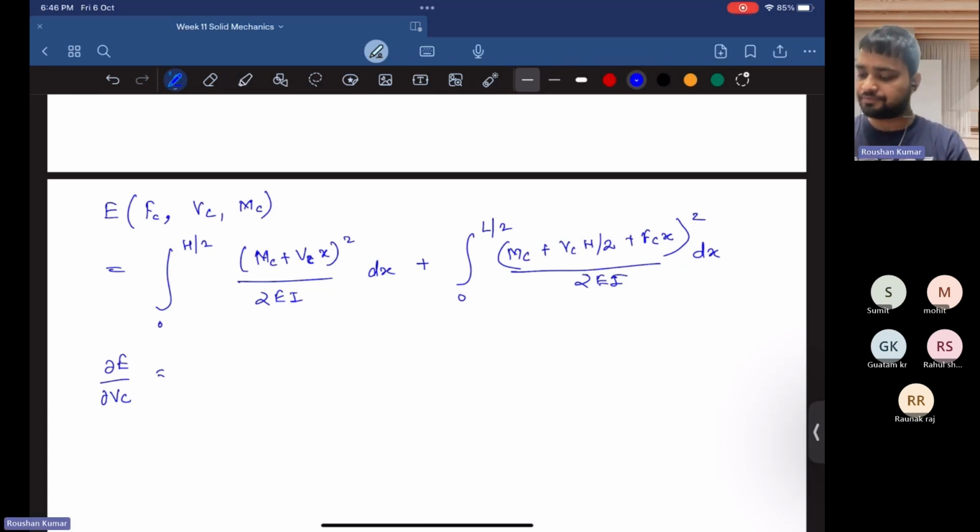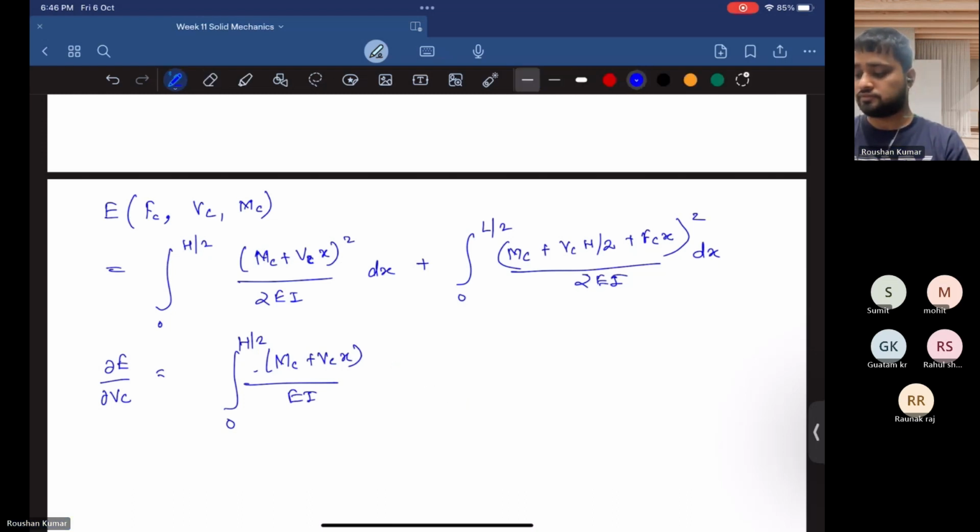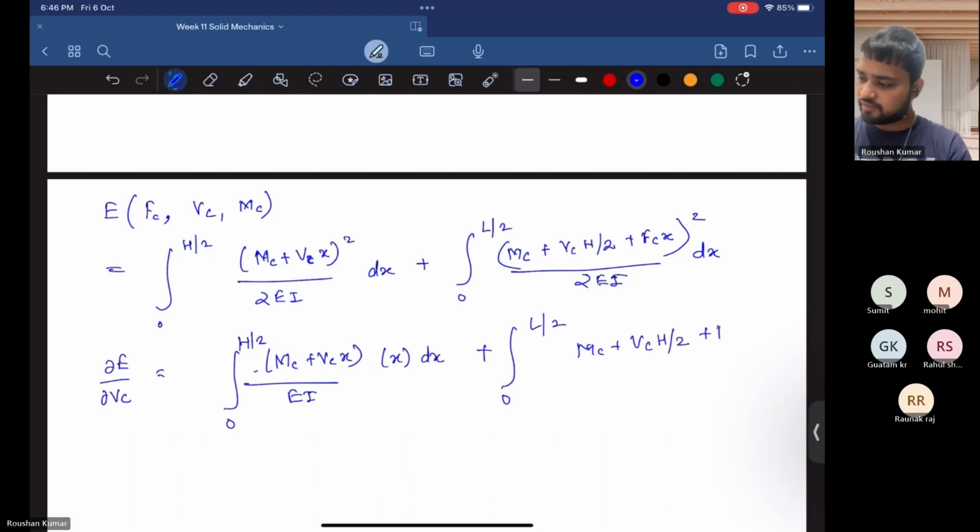Del E upon del VC: 2 times (MC plus VCX) upon EI, integral over 0 to h by 2 into dx, plus integral over derivative of VC into x dx, plus integral over 0 to L by 2, so 2 will cancel out, (MC plus VC into h by 2 plus FC into x) into h by 2 into dx.